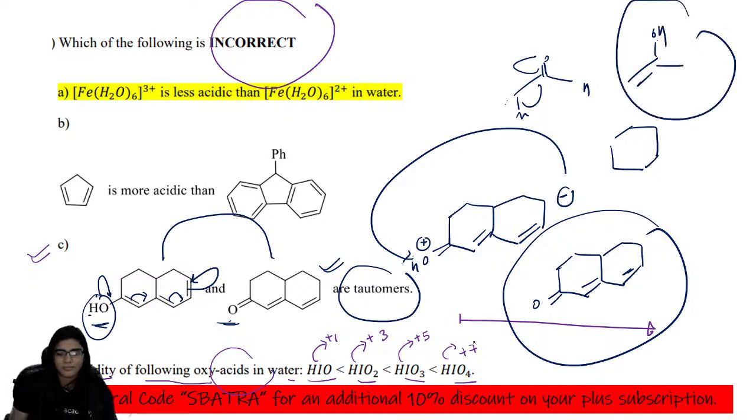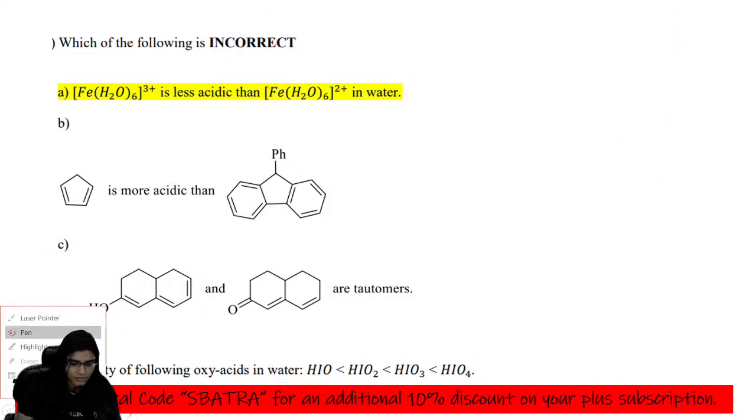Okay, so this is nothing but tautomers. So option C is absolutely correct, right? I hope you got this question right. Option D is correct, option C is correct. Now you have to figure out option B.